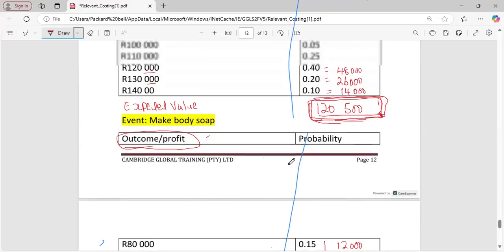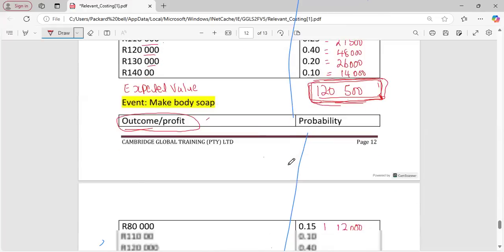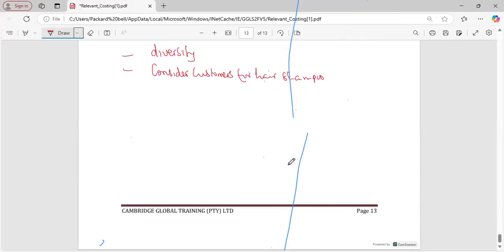So I think that's the end of our relevant costing.